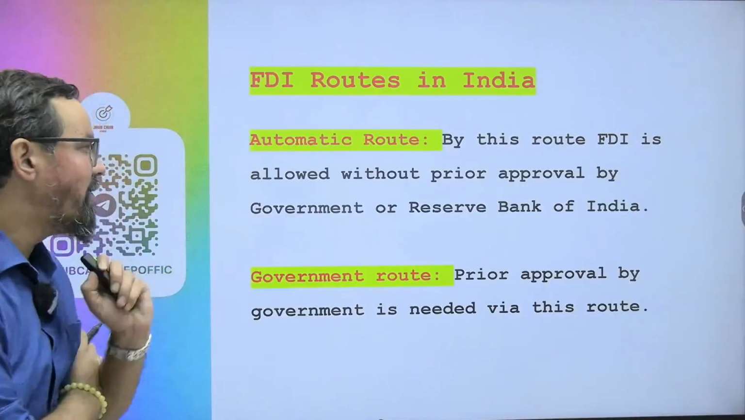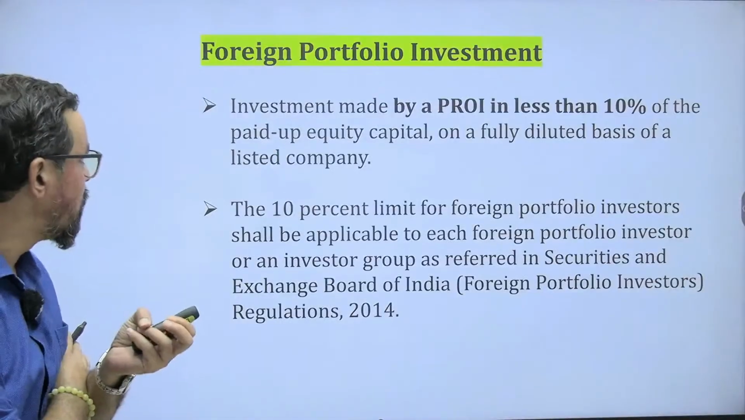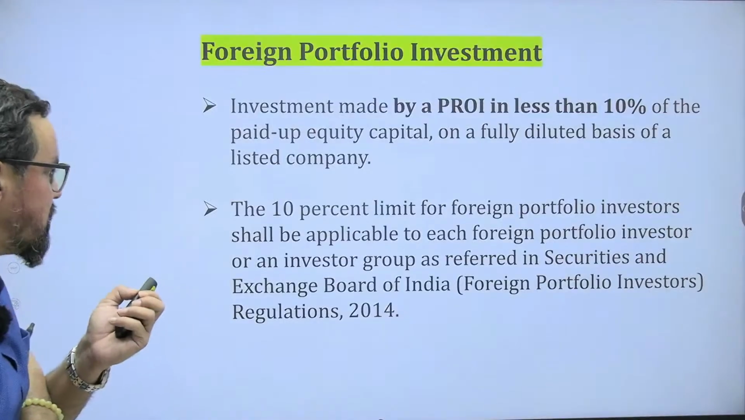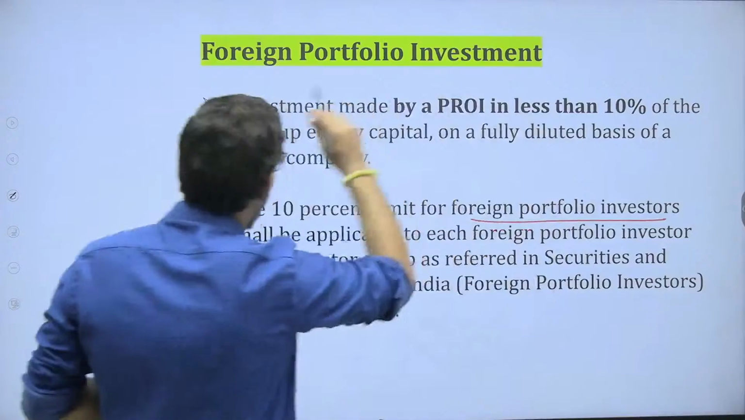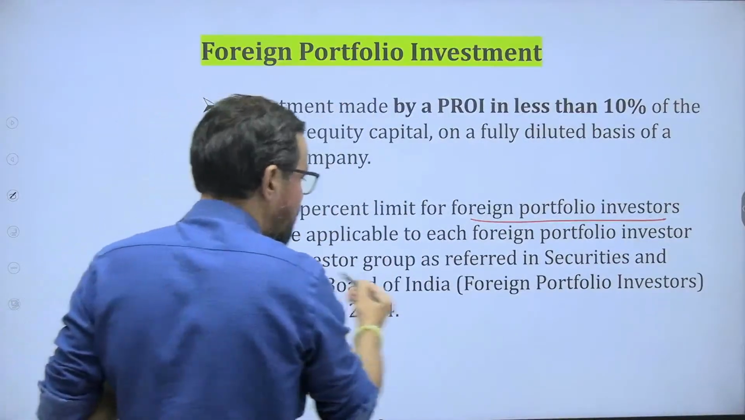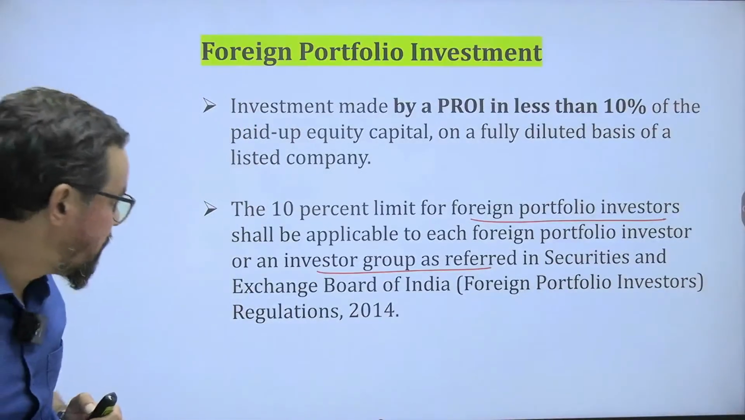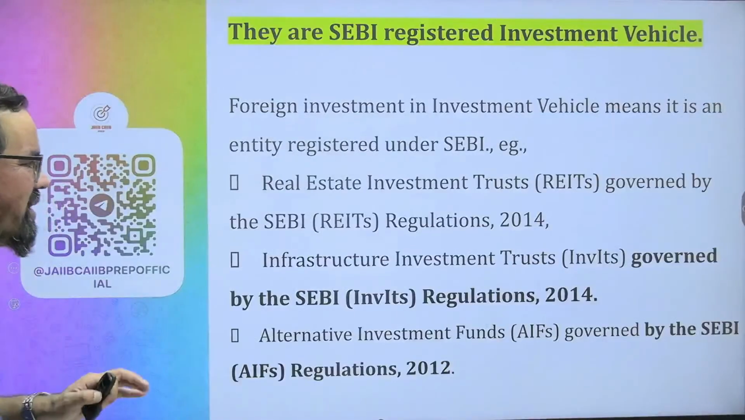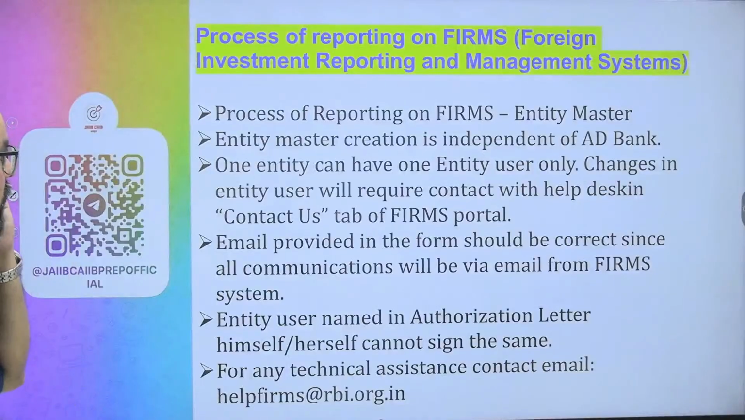Okay? So FDI, again we have the automatic route or the approval route. 10% paid up equity capital on a fully diluted basis. 10% limit for foreign portfolio investor, FII, sorry. So less than 10%. Investor groups refer to the Securities and Exchange Board of India Foreign Portfolio Investor Regulations 2014 itself. This is a very simple one. I hope everybody will be able to get this particular one.